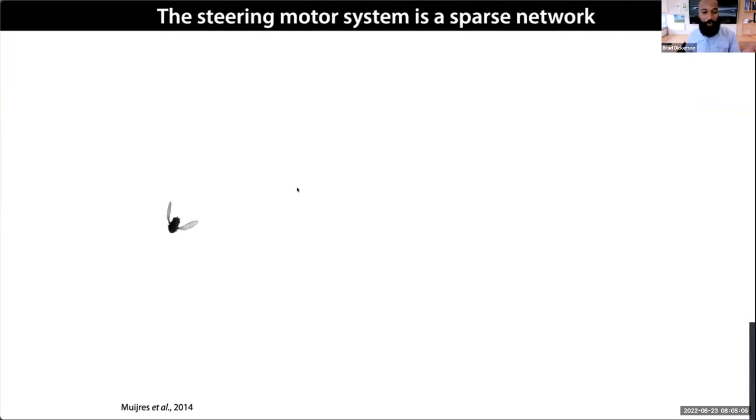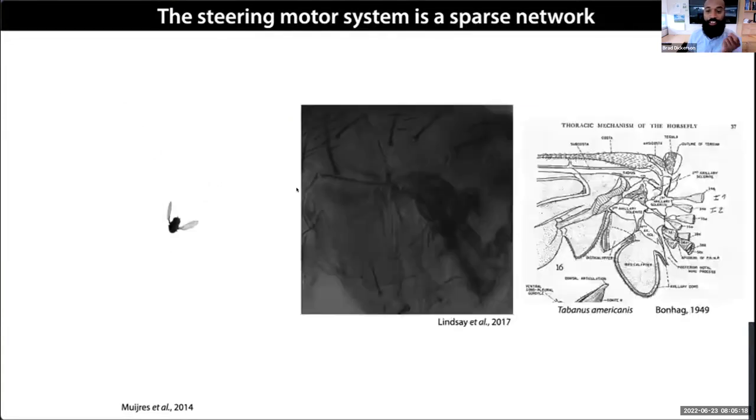This is just a high-speed video demonstrating a fruit fly during one of these maneuvers. And as I mentioned, the steering muscles attach to elements of the thorax known as sclerites, which you can think of as being kind of tendon-like elements.